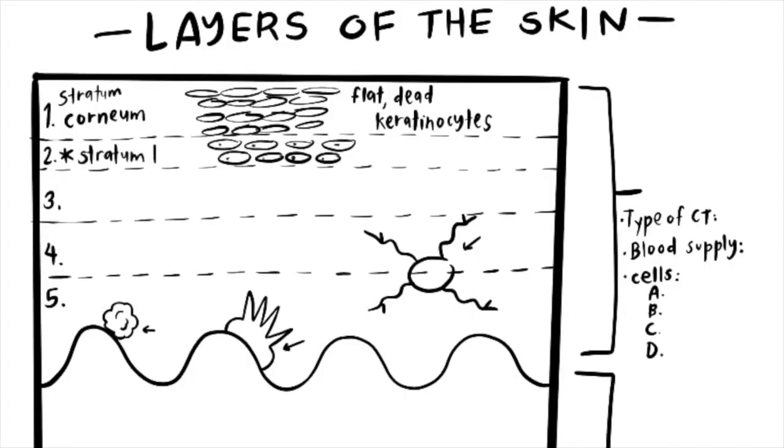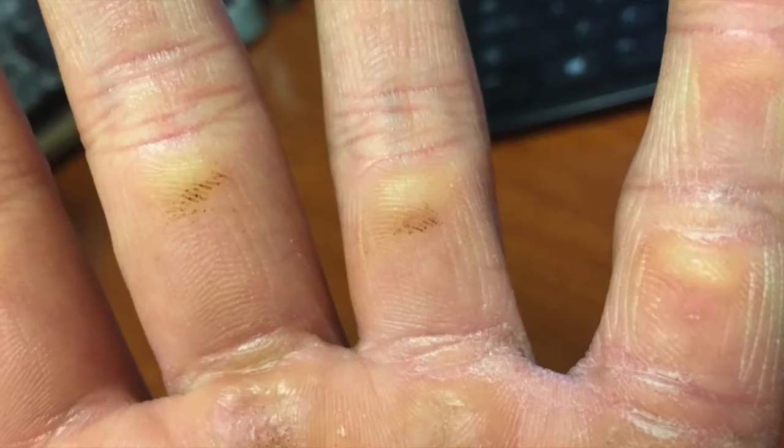Next, we have the stratum lucidum. There's an asterisk next to this layer because it's actually an extra layer of skin that's only found in thick skin on the body, so mostly on the soles of our hands and feet. This layer is the reason why calluses form. Calluses are a buildup of this translucent layer of skin.